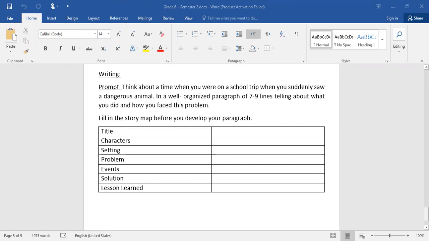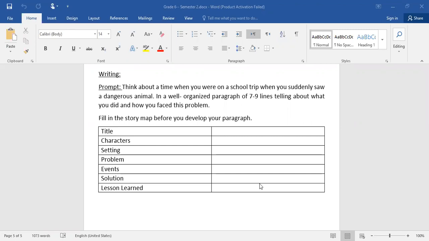So the prompt says, think about a time when you were on a school trip, when you suddenly saw a dangerous animal. In a well-organized paragraph of 7 to 9 lines, tell about what you did and how you faced this problem. Okay, done. I will allow you to unmute yourselves.